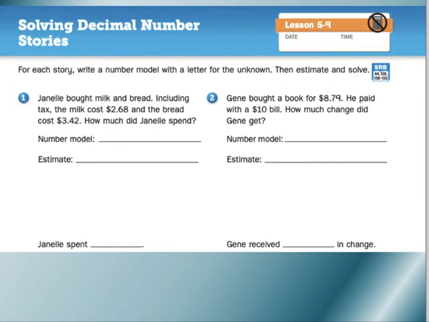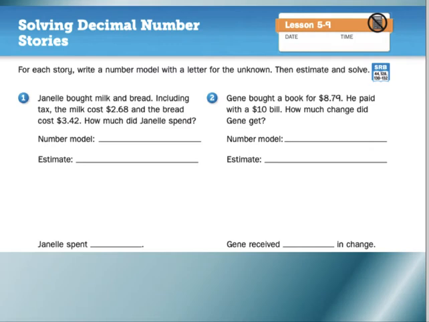Okay, the next page that you have is going to be review. You're going to be writing a number model with a letter for the unknown, then estimate and solve. So you literally have 3 steps to do for this to get your full points. So first you look at this and you say, Janelle bought milk and bread, including tax. That means you don't need to worry about tax. The milk costs $2.68 and the bread costs $3.42. How much did Janelle spend?